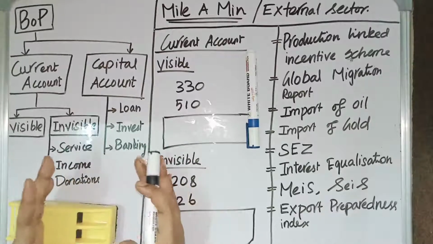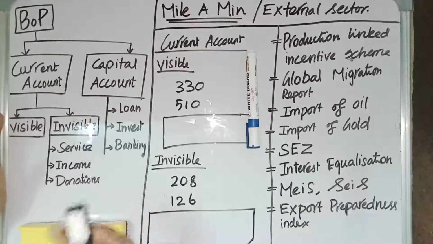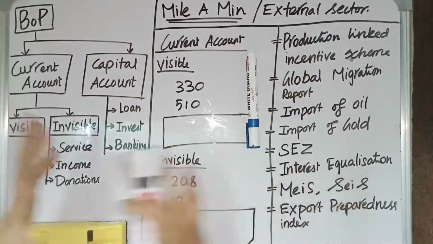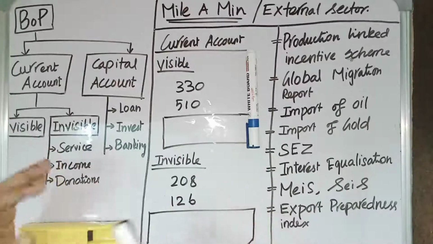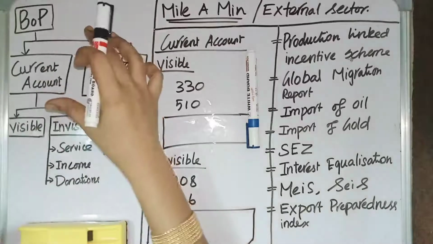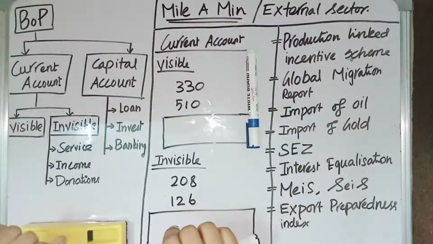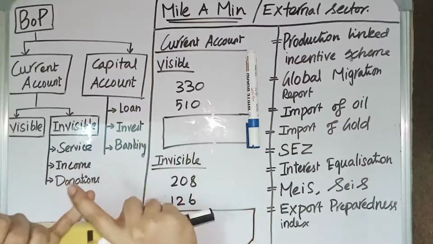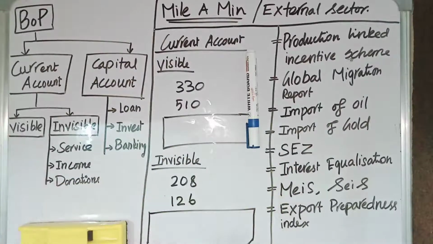First is balance of payment. So what is this balance of payment? Balance of payment is nothing but a systematic record of the transactions of a country with another country. Say, it is a systematic record of all the economic transactions that India is having with other countries. So that is called balance of payment.